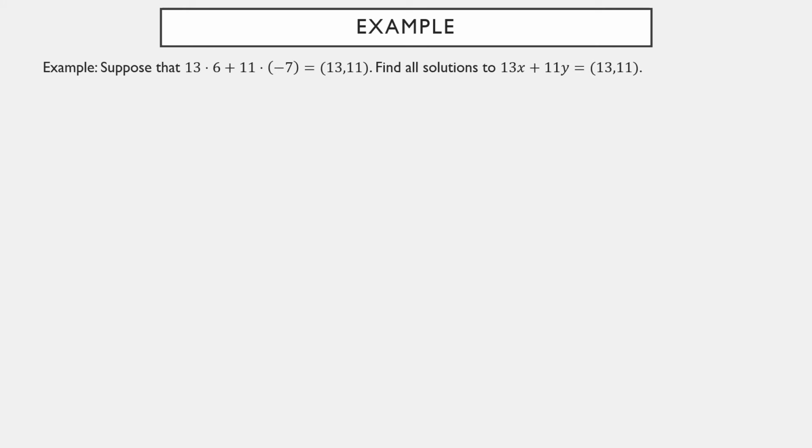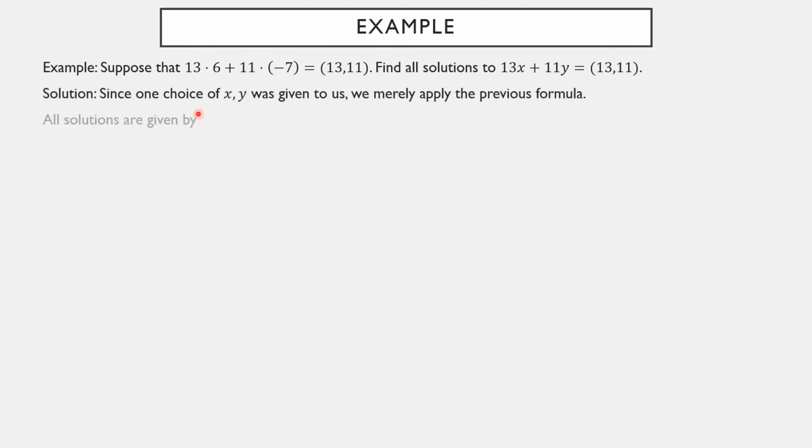Let's take a look at an example. Suppose that 13 times 6 plus 11 times negative 7 happens to be the GCD of 13 and 11. This is true, but let's just take it as a given. I want to form the GCD of 13 and 11, and one way to do it is 13 times 6 and 11 times negative 7. Then let's find all solutions, x and y.